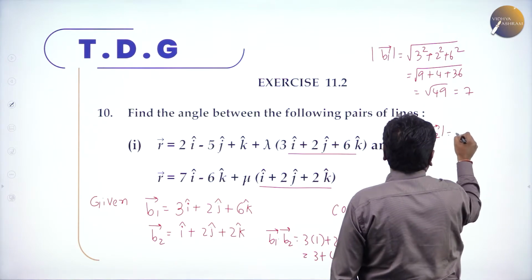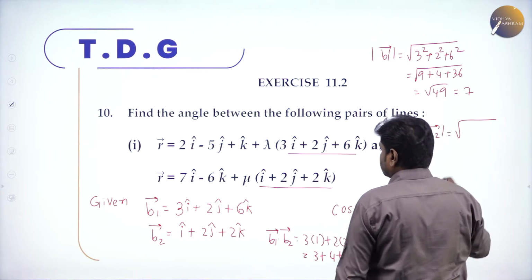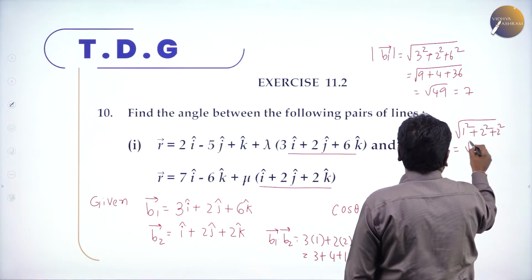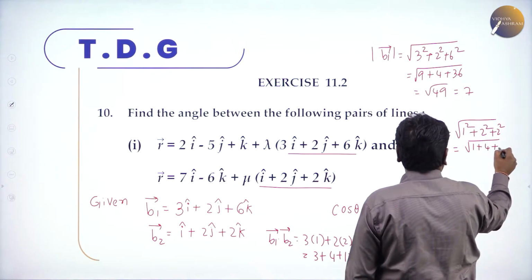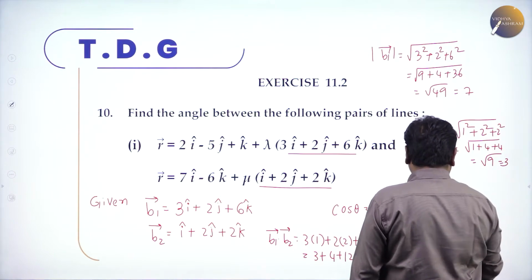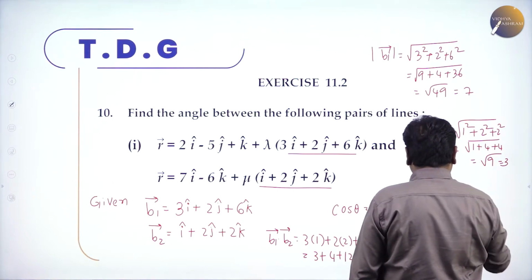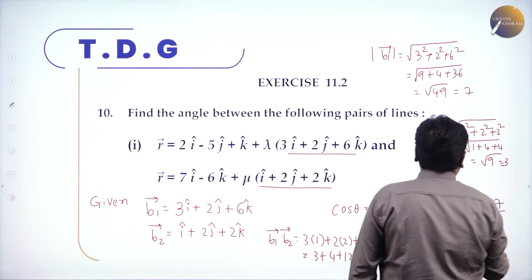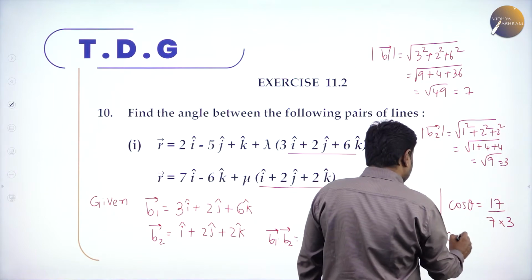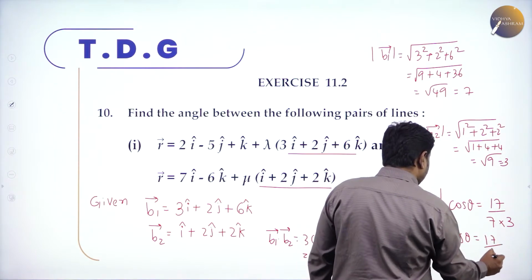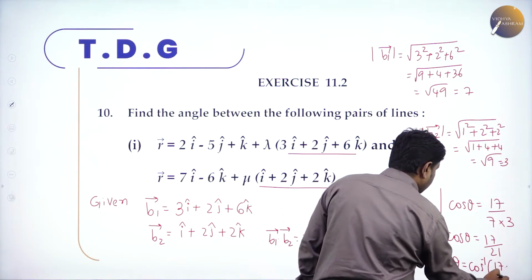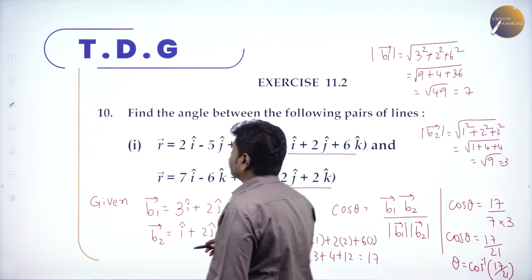Similarly, find the magnitude of B2. That is root of 1 square plus 2 square plus 2 square, so 1 plus 4 plus 4, that is root 9, root 9 is 3. Substitute in the formula. So cos theta is equal to B1 dot B2, that is 17, and magnitude B1 is 7, magnitude B2 is 3. So cos theta is equal to 17 divided by 21, or theta is equal to cos inverse of 17 by 21. They want the angle between the pair of lines. You got the answer.